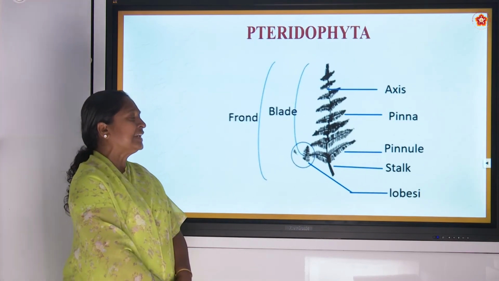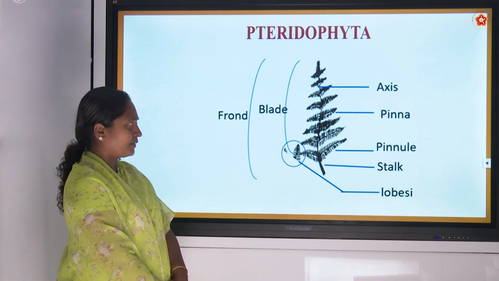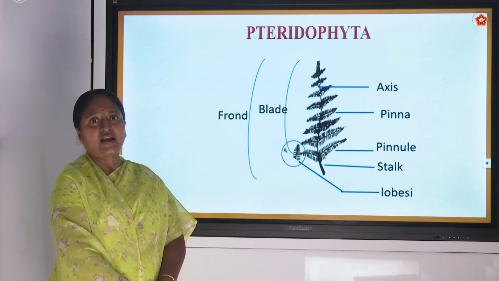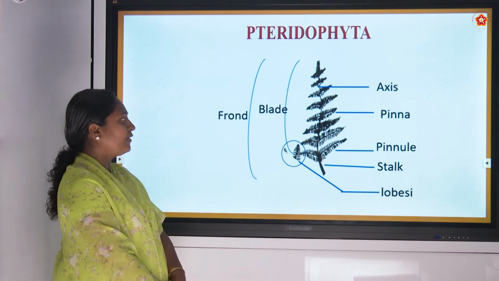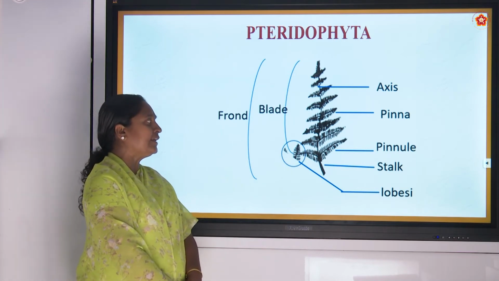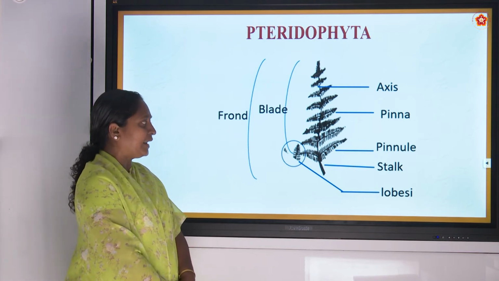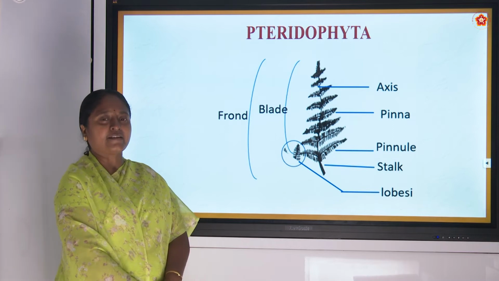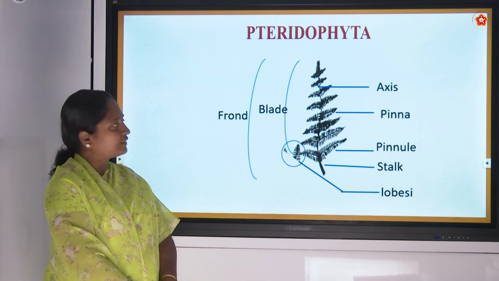When we consider the detailed structure of one branch of this organism, it is known as a frond, which we have already seen. In the frond, the leafy part is known as the blade, and it has a blade and a stalk. The stalk is a small projection which comes out from the ground.